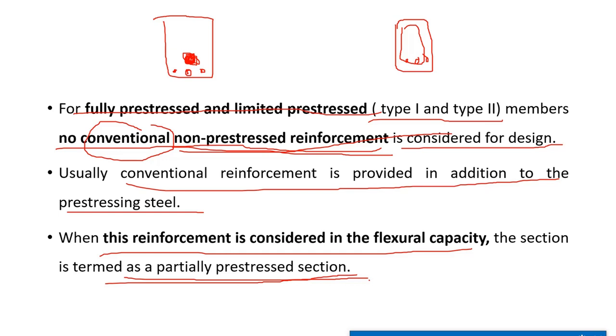So in a partially prestressed section, we permit some amount of tensile stress and some amount of cracking, but the crack width will be within the limit. And the major concept in the design is that we are actually considering the conventional reinforcement provided in the cross section for the design purpose. So that will also be considered for the design.